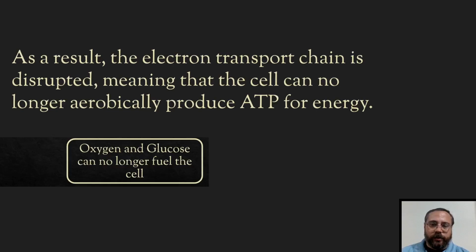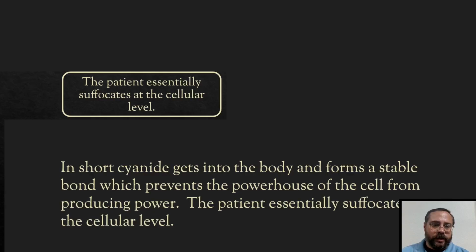As a result, the electron transport chain is disrupted, meaning that the cell can no longer aerobically produce ATP for energy. The patient essentially suffocates at the cellular level. In short, cyanide gets into the body and forms a stable bond which prevents the powerhouse of the cell from producing power.